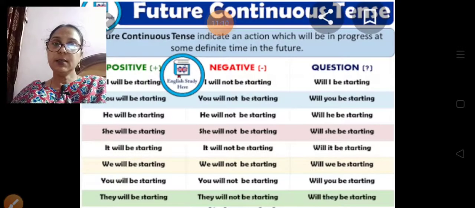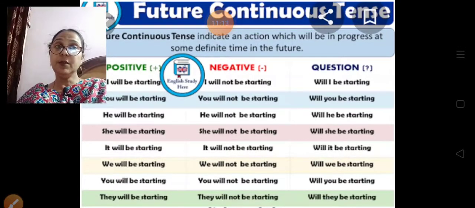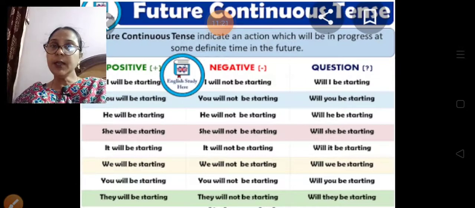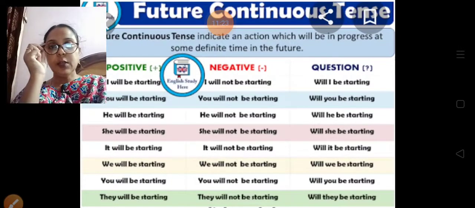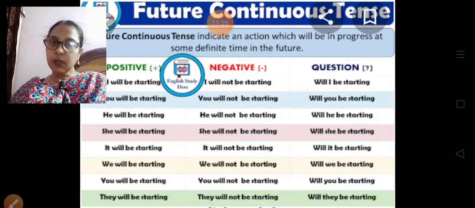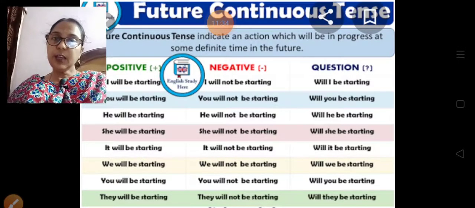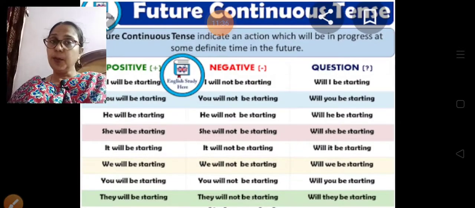Future continuous tense indicates an action which will be in progress at some definite time in the future. So you can say it is a continuous motion in the future. That is why it is called future continuous tense. Now, in that, we have three forms. First is the positive form, second is the negative form, and third is the interrogative form.